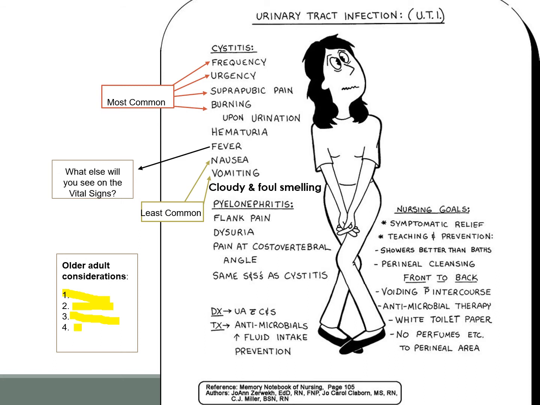Number 4, your older adult is going to present with a loss of appetite, nocturia, and dysuria. That is it. Those are considered common manifestations in the older adult.